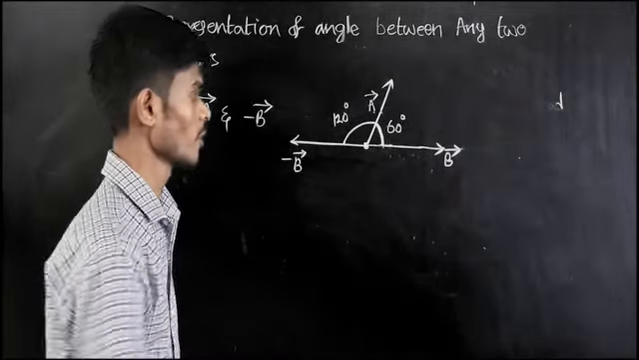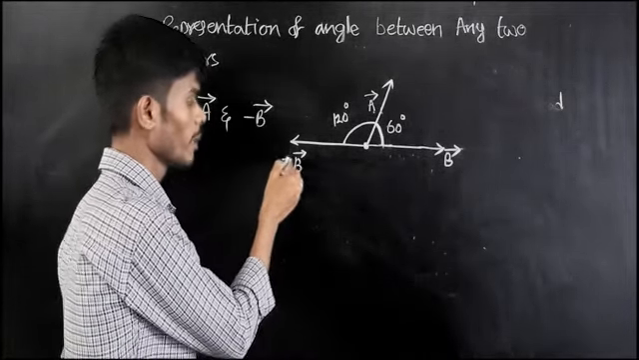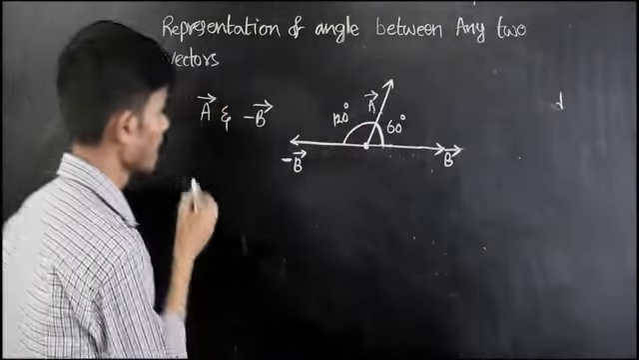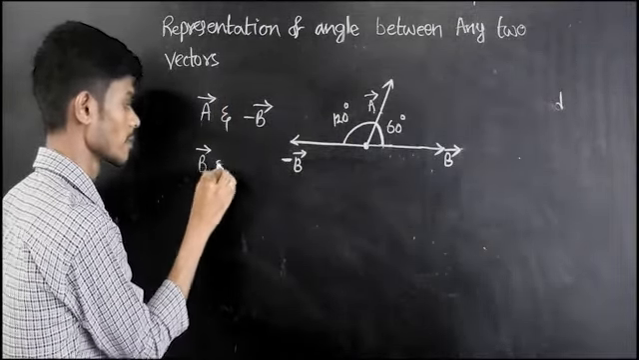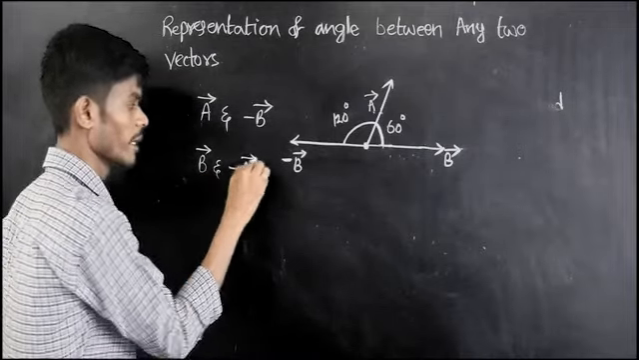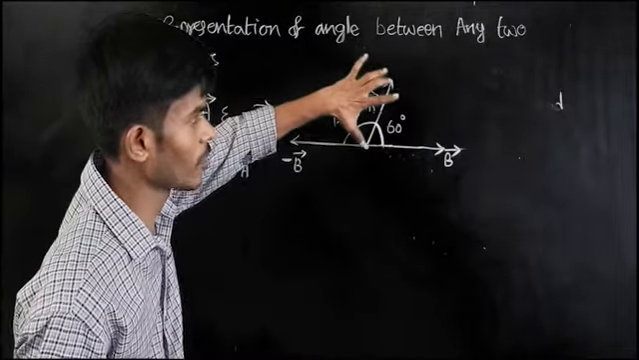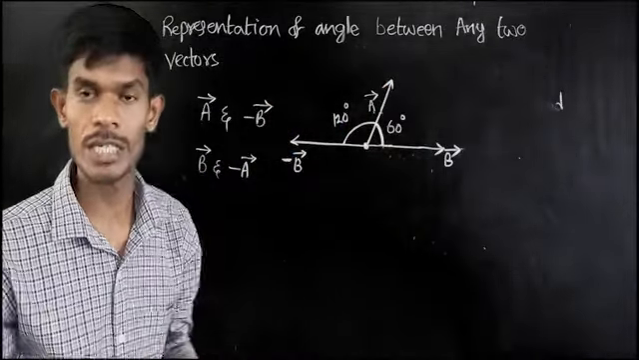Negative b bar means this direction. Suppose we consider the angle between b bar and negative of a bar. Negative means opposite, that is, without changing the magnitude we reverse the direction.